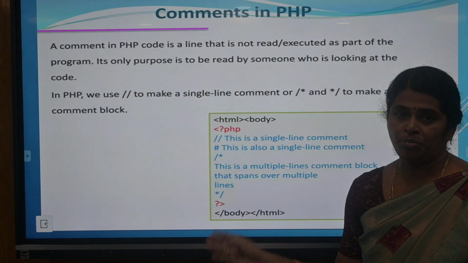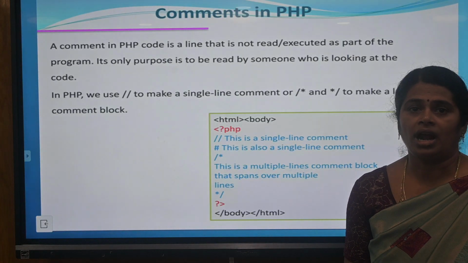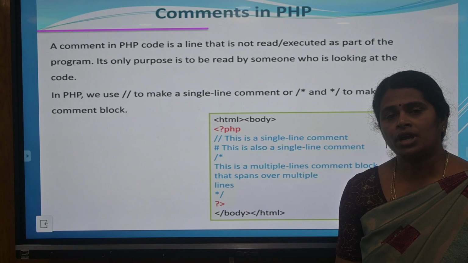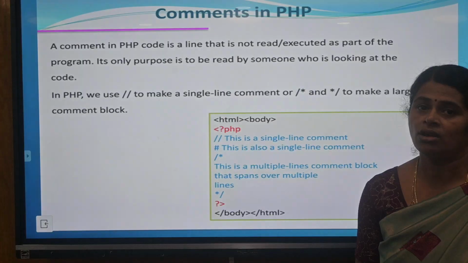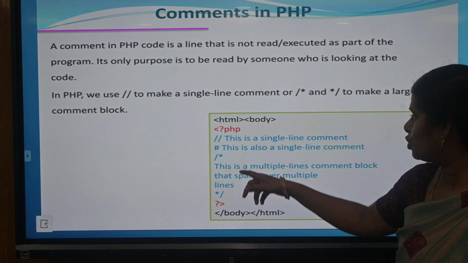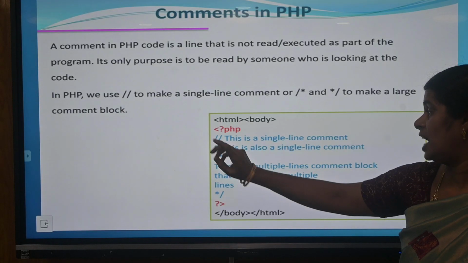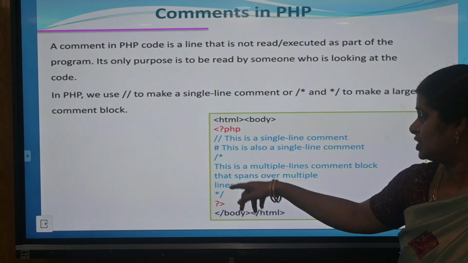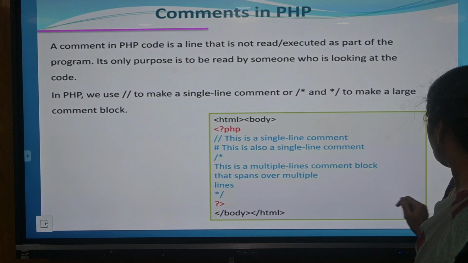Next, comments in PHP. A comment line is a line that is not executed and is not considered part of the program. There are two types of comment lines: single comment line and multi comment line. A single comment line is denoted by a double slash, or by the hash symbol. A multi comment line is enclosed by slash asterisk and asterisk slash. This is an example of a comment line.